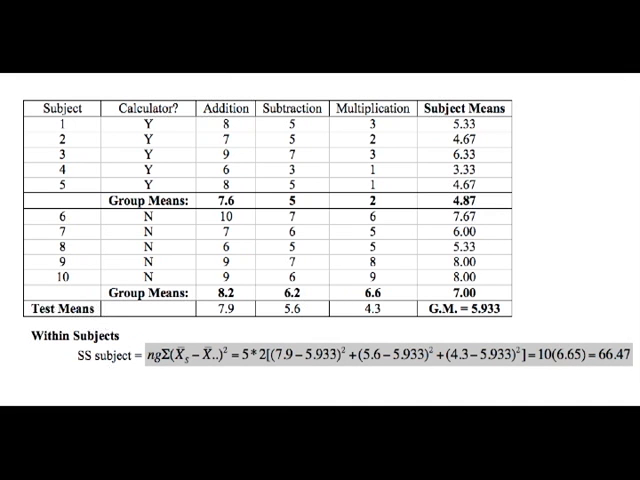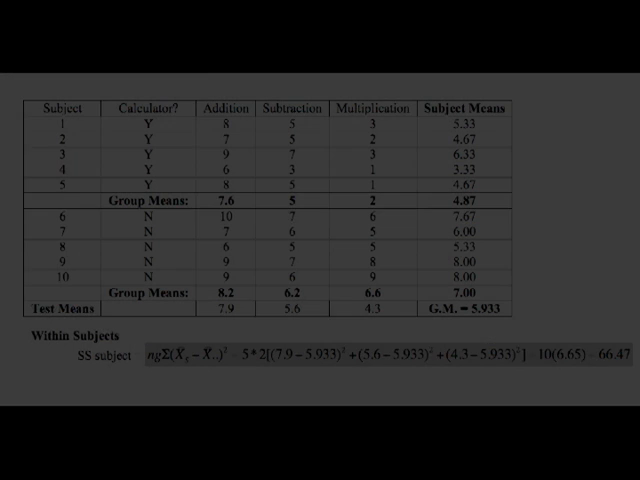The sums of squares subjects takes the test means and subtracts the grand mean from them, squares them, sums them up, and then we multiply by n, which is 5, and by g, which is the number of divisions of subjects, which in this case is the yes and no subject groups, so that's 2. We work that out and we get a within subjects sums of squares subjects of 66.47.